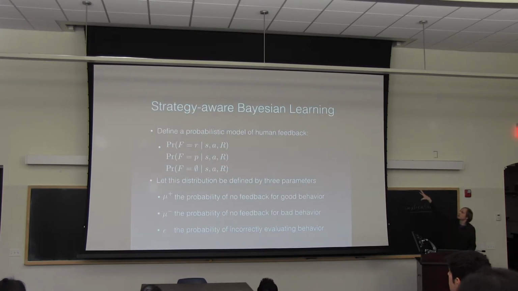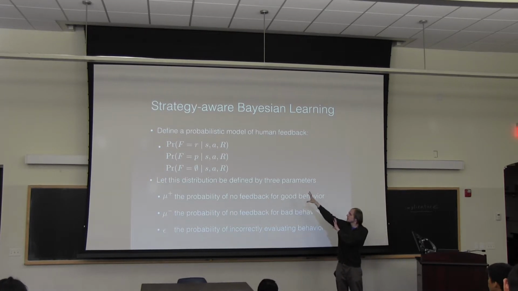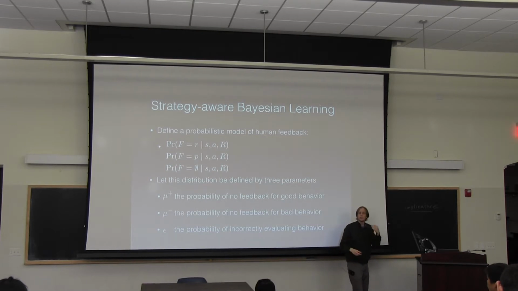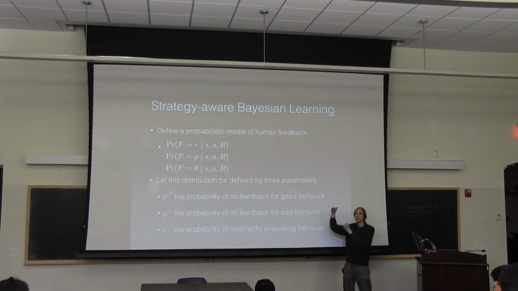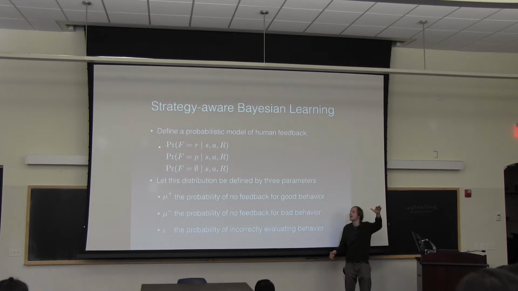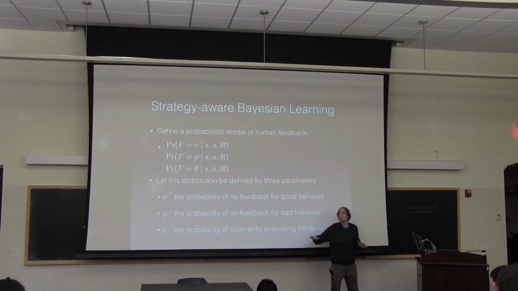So what we have is this strategy-aware Bayesian learning algorithm we created, where we're basically going to define this probabilistic model of human feedback. We're going to define distributions for the probability that I receive a reward, given some state, given some action, and given that the actual task was something. Like take the water bottle to the back of the room as a task invokes a certain distribution of what rewards you expect for each action, right? Same for punishment. I'd have some distribution over punishment for a given state, action, and actual task.